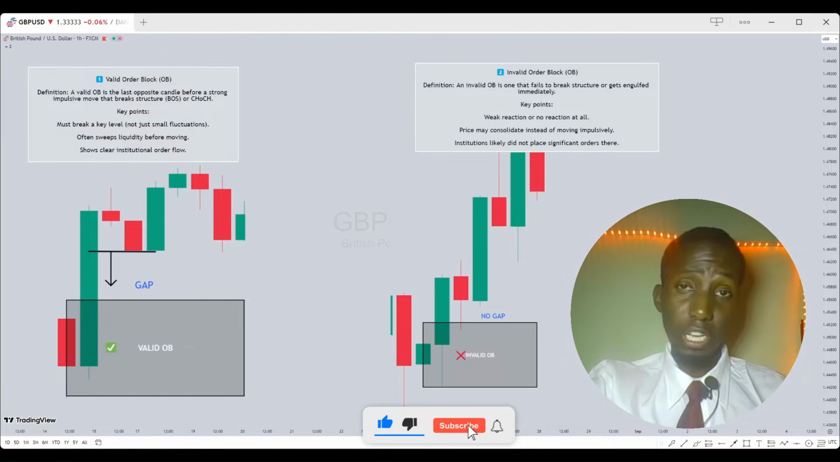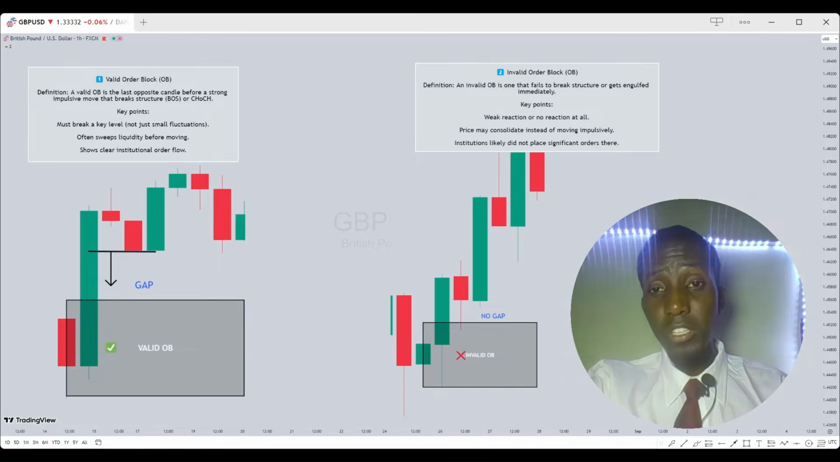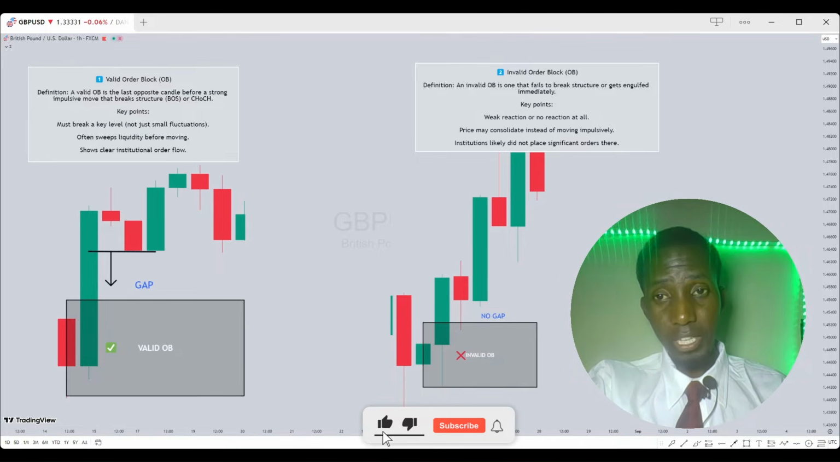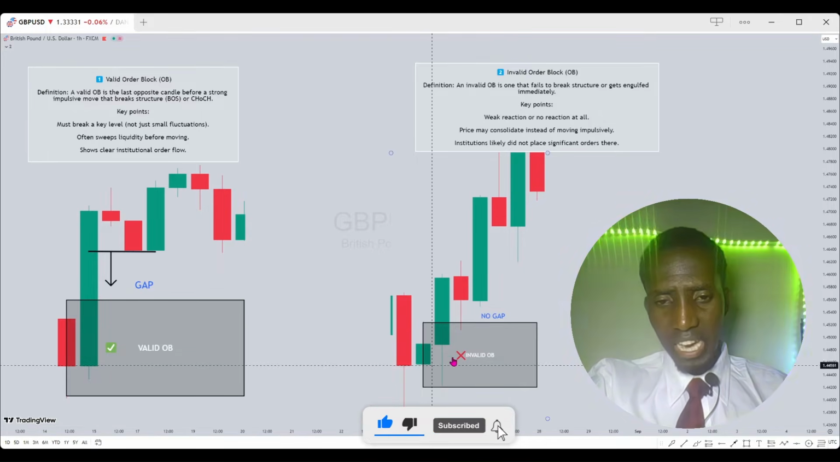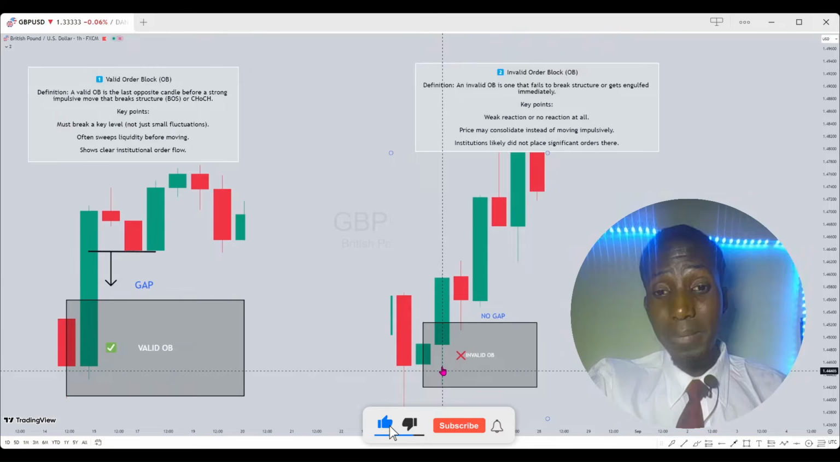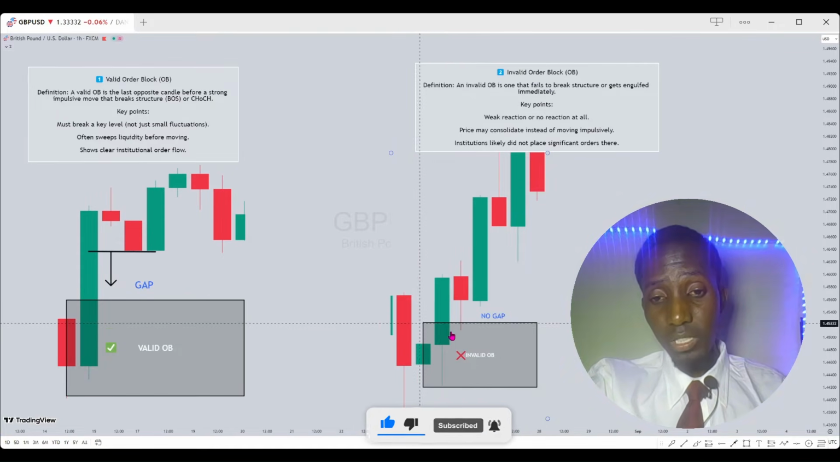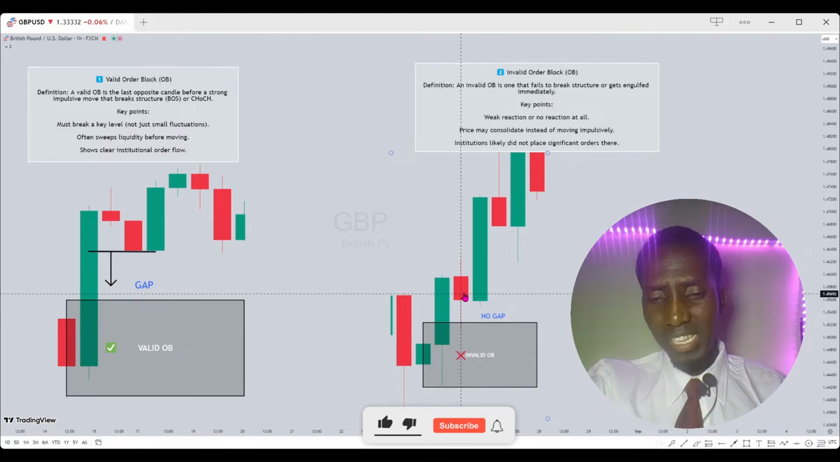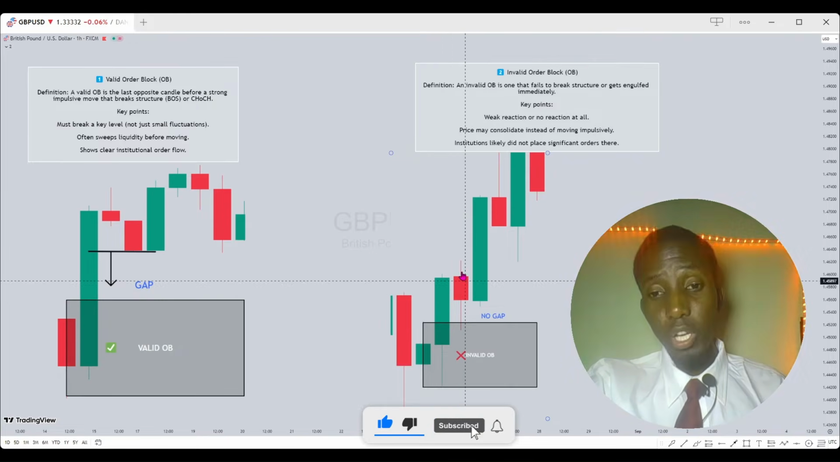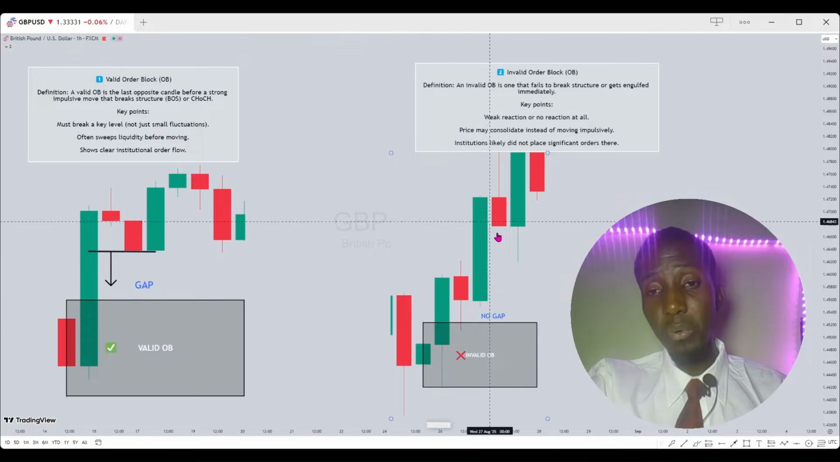Let's look at number 2, invalid order block. What is this invalid order block? Guys, an invalid order block is just the opposite of a valid order block. This one failed to break structure. As you can see here, we marked our box, our zone. These are strong bodies, but the problem is that these red candlesticks have already touched this box with a wick, which shows there is no gap, which shows that institutions, instead of moving down to this zone, will start moving upward.